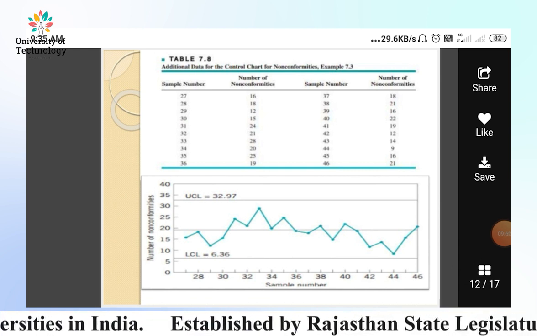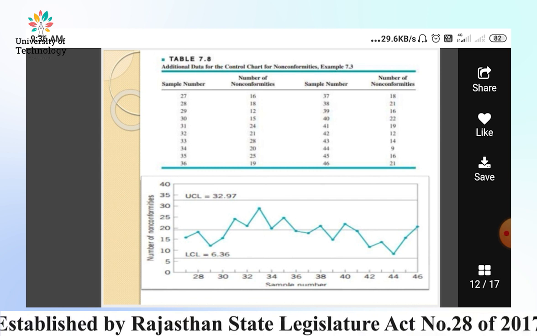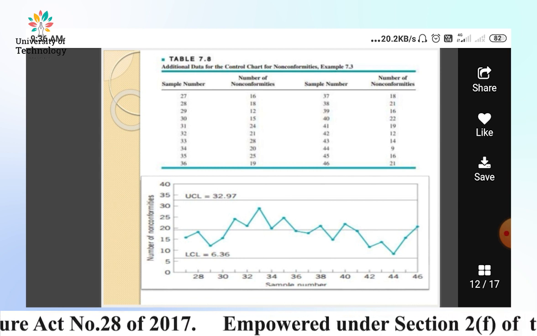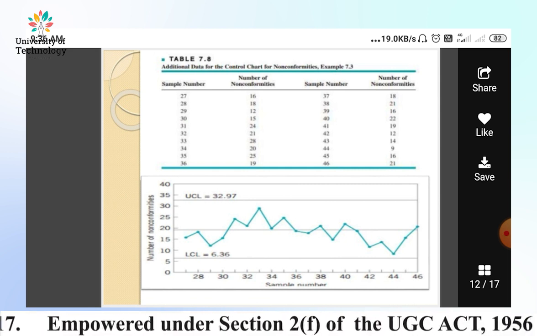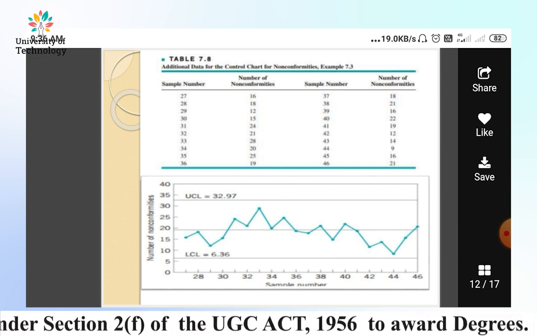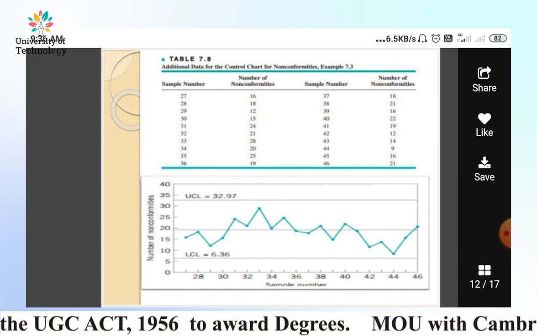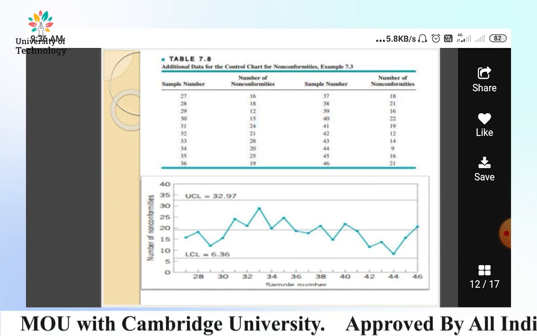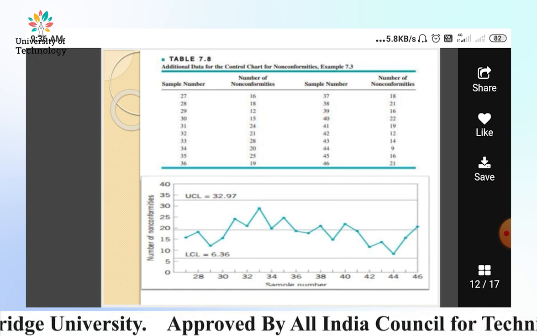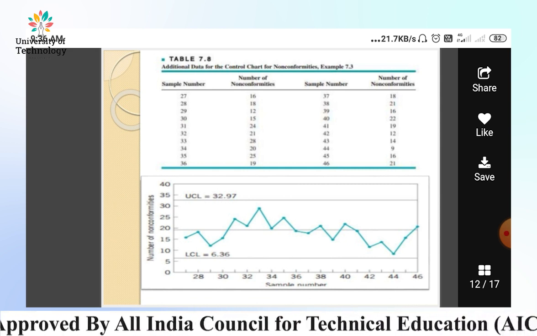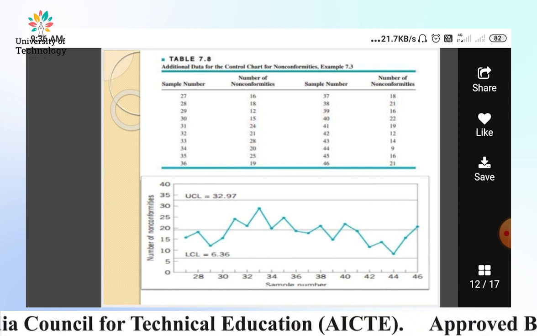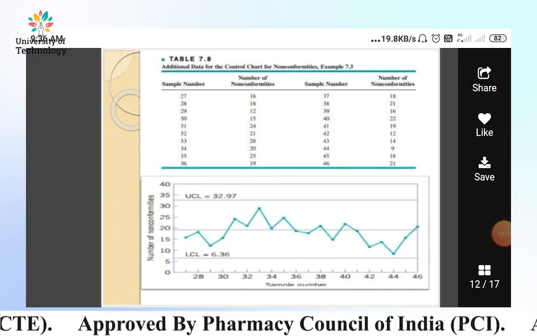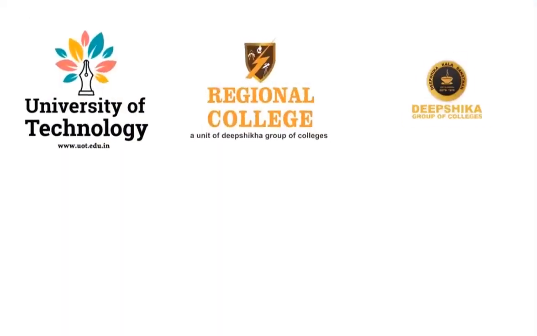So I suggest to all the students of 6th semester BTech mechanical engineering that numerical problems of control charts like these come in the university exam. So we advise you to practice these types of problems of control charts and quality management.